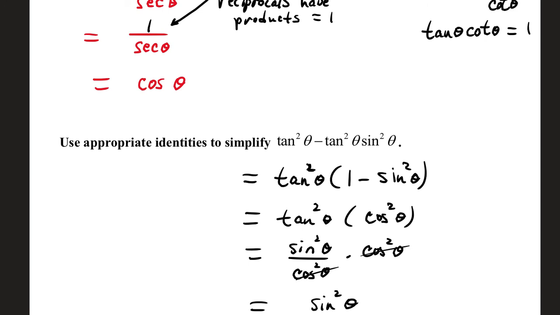If you modify the Pythagorean identity, sine squared theta plus cosine squared theta equals 1, if you subtract a sine squared theta from both sides, then you have cosine squared theta is equal to 1 minus sine squared theta. Therefore, you can do a direct trade. Tangent squared theta, from its quotient identities, is equal to sine squared theta over cosine squared theta times this cosine squared theta, which will lead to a nice cancellation, leaving you with sine squared theta.